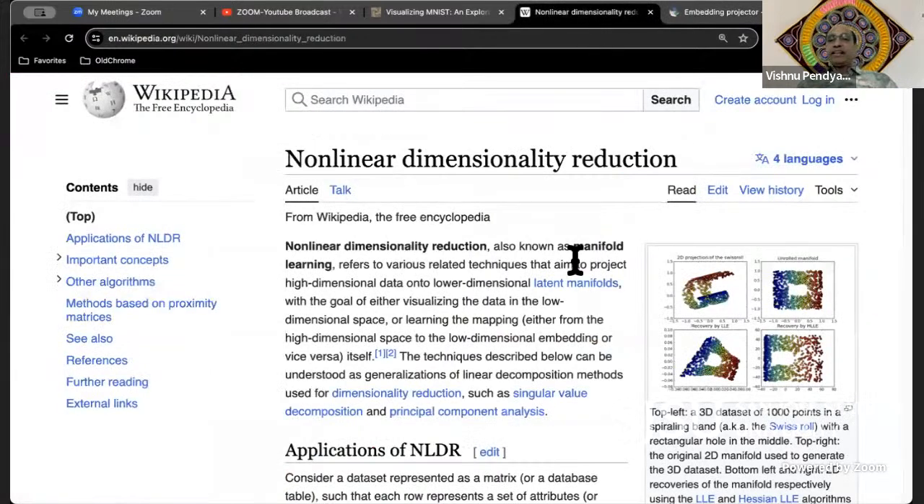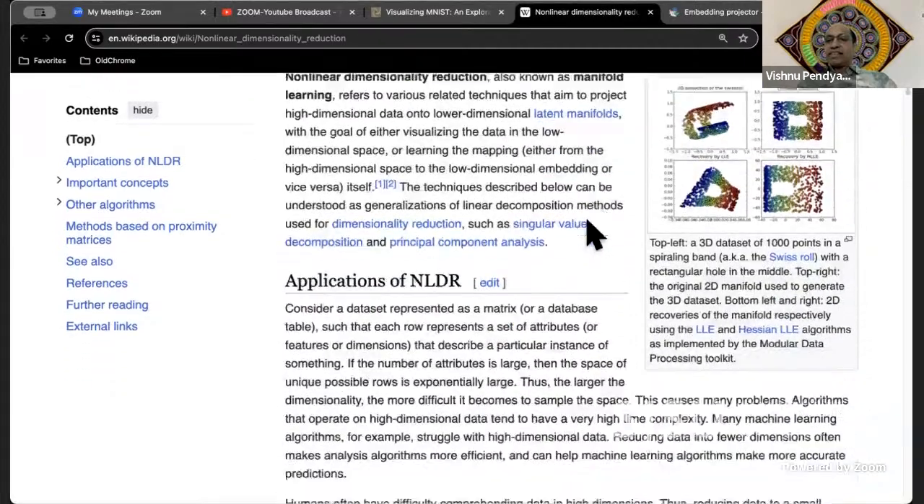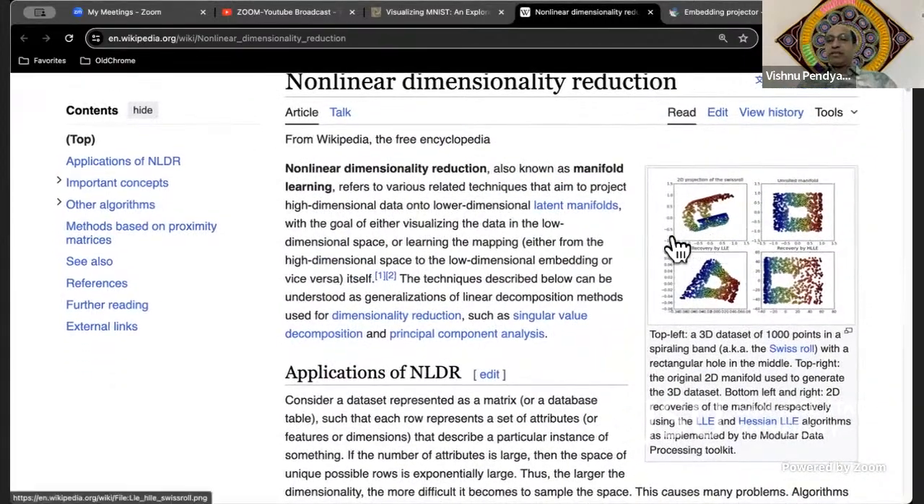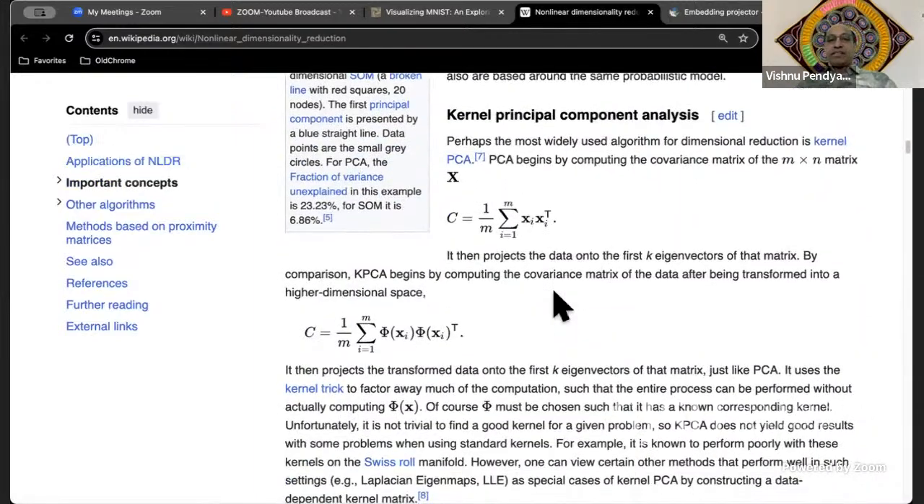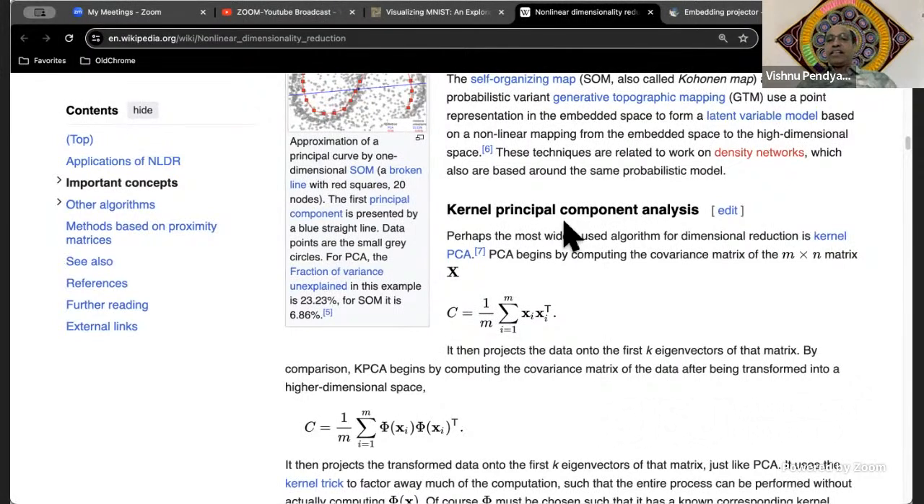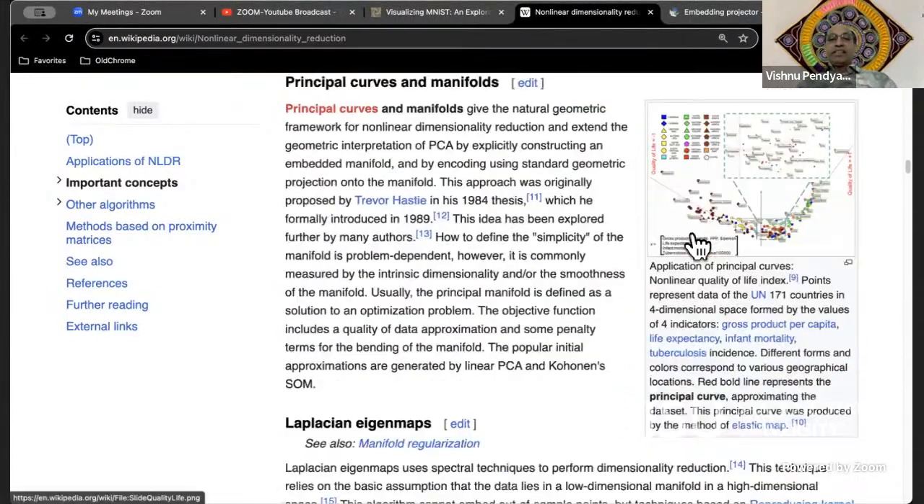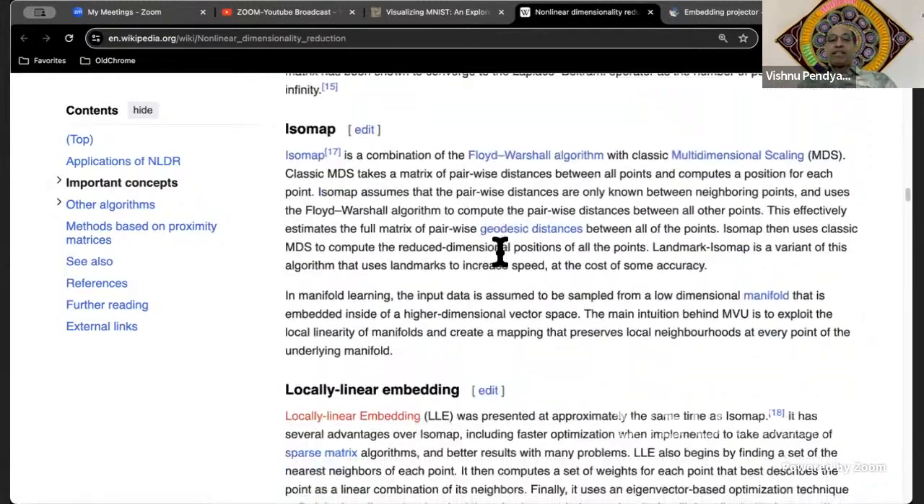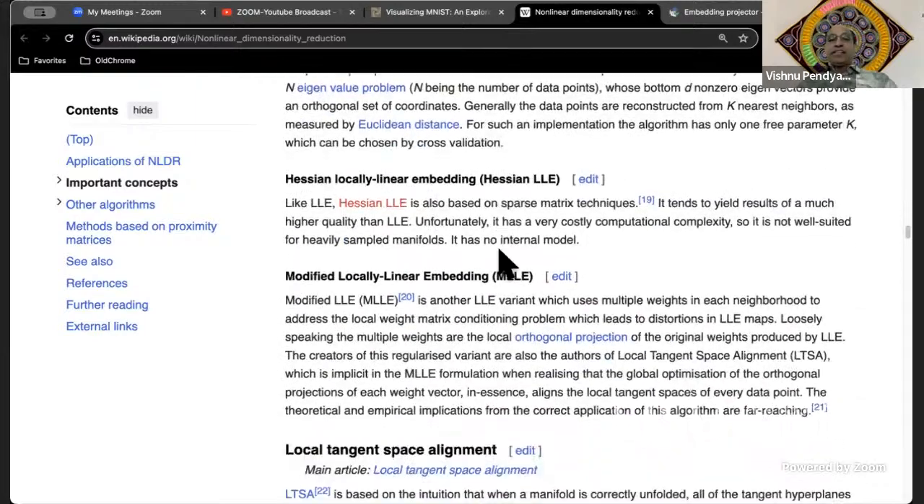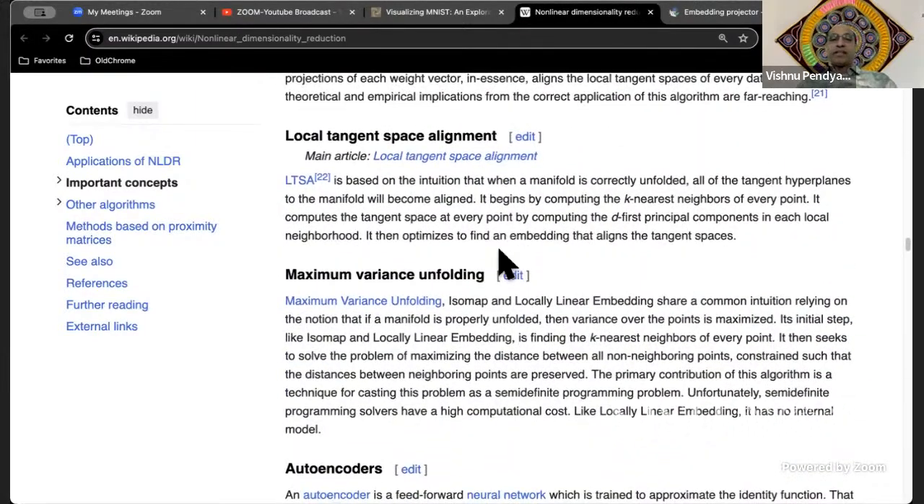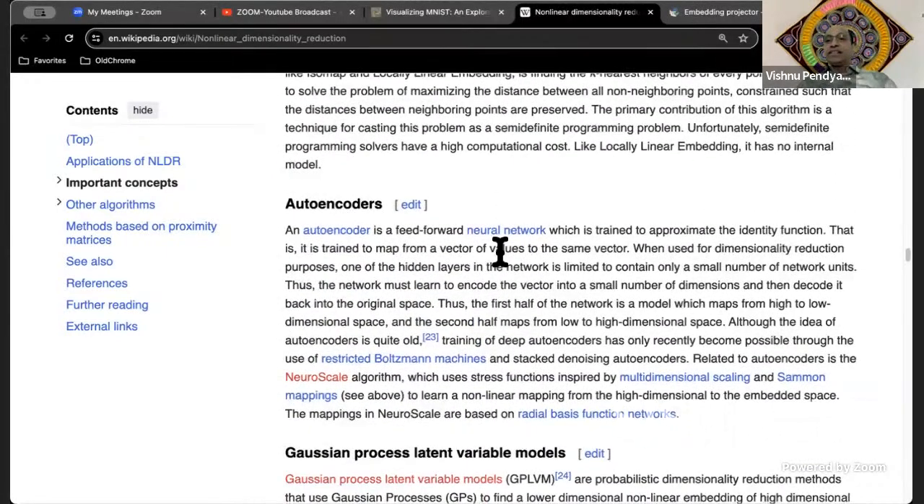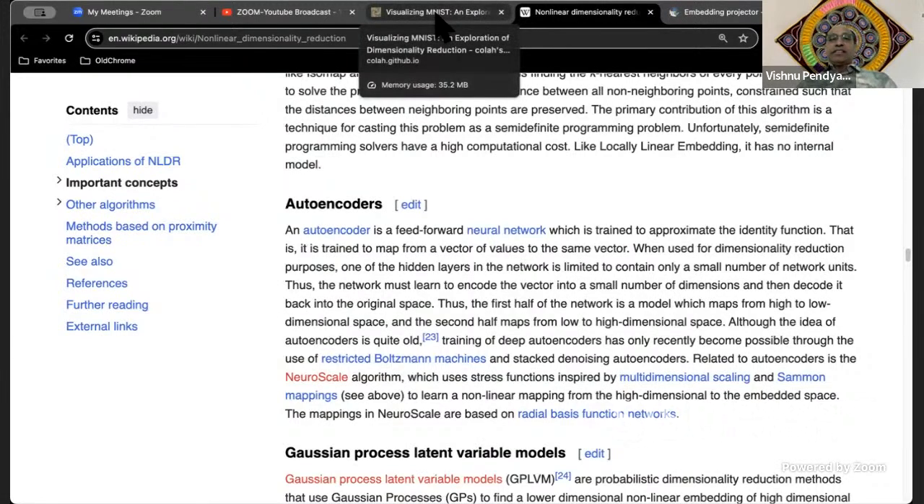The other thing I wanted to show was nonlinear dimensionality reduction. So this is where I got the images from. This is a Swiss roll data set. The first nonlinear dimensionality reduction technique is kernel PCA, which we talked about. Then using manifolds, Laplacian eigenmaps, Isomap, locally linear embedding. So as you can see, there are lots and lots of dimensionality reduction techniques for nonlinear data. Even autoencoder, which is based on neural networks, is a very good tool for reducing dimensions. So that's the other thing I wanted to show.